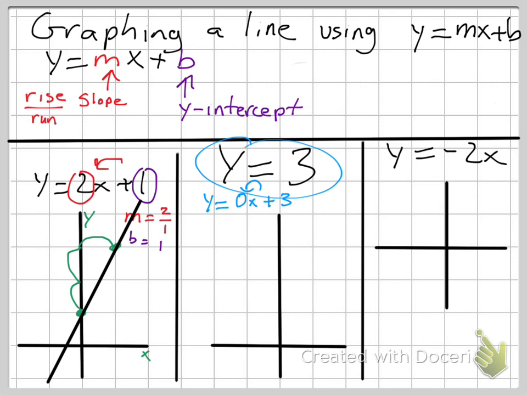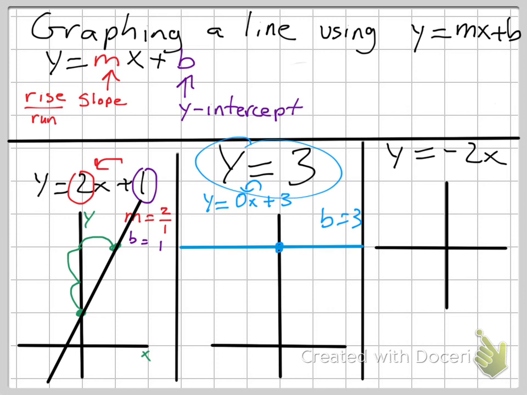So our b is equal to 3, which means that all we have to do is count up 3. So 1, 2, 3, which is here. And since we have no slope, our actual line is going to look like this, straight across. All right, let's move to the next one.